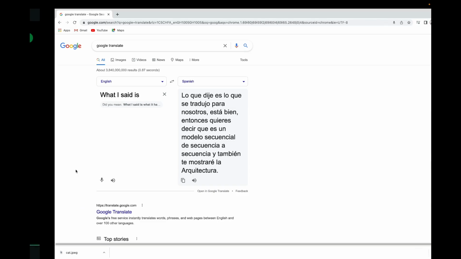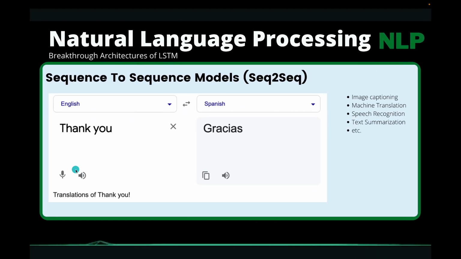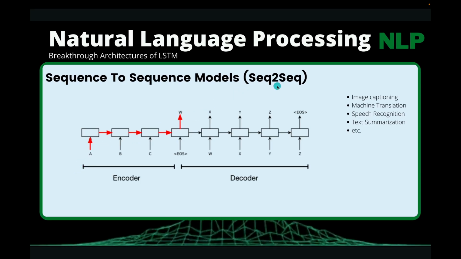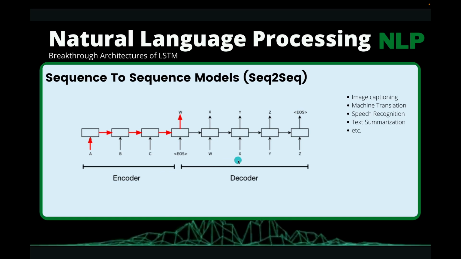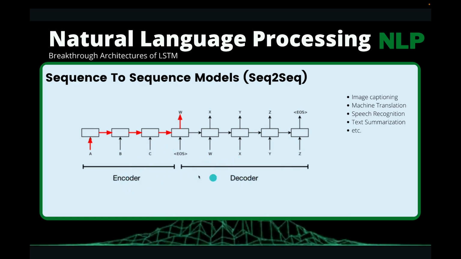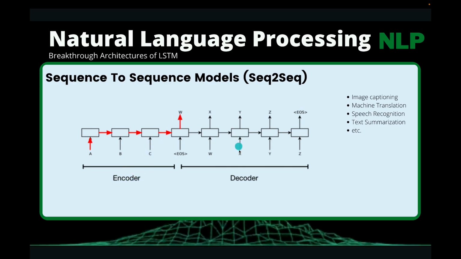All right, so let's go and see the architecture. This is how it looks. This is how sequence to sequence models look. We have what is called an encoder and then a decoder. So you encode something and then it is going to decode it.